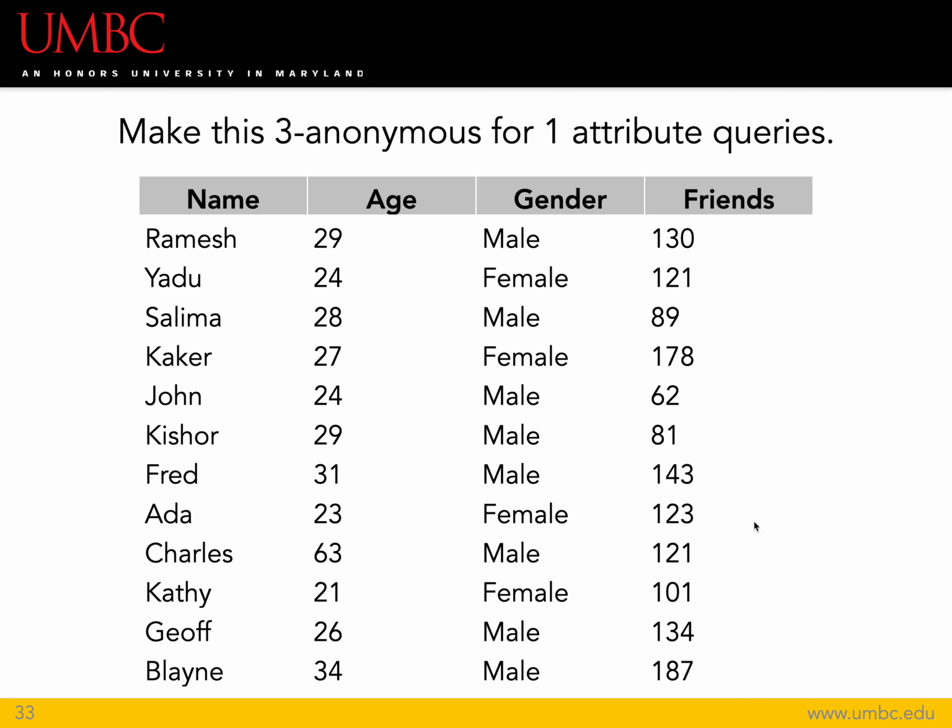And essentially, for any of those 1 attribute queries, we want to make sure that we're getting at least 3 results. A very good exercise, and the answer, or at least one possible answer, using generalization and suppression is available on the slides on Blackboard. So please take some time to think through it and give it a shot now if you can.